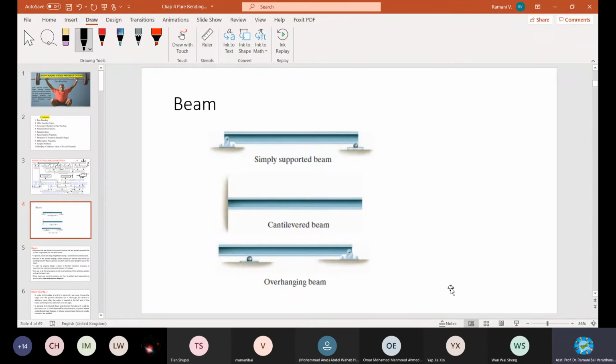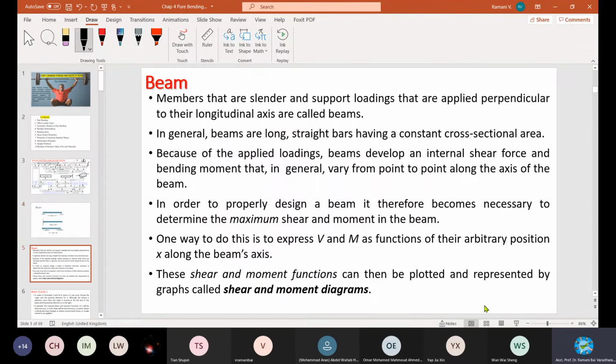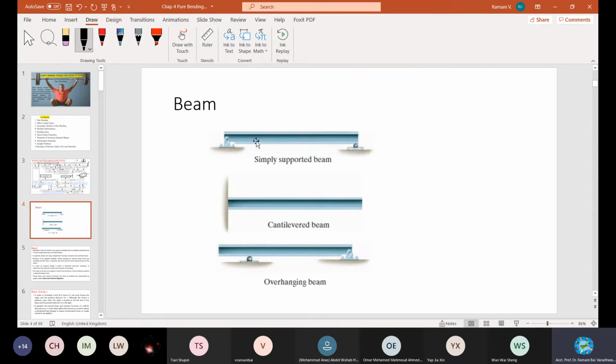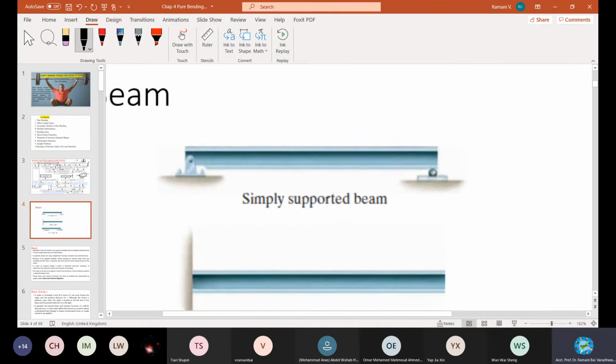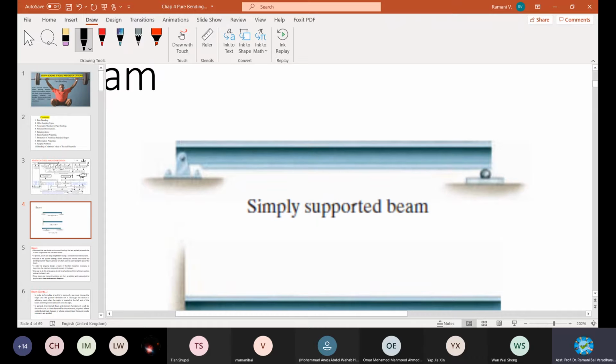Come on, what is a beam? There are many big definitions here. Let me explain first what is a beam. You see here, a sample beam is given to you, simply supported. It is known as simply supported.